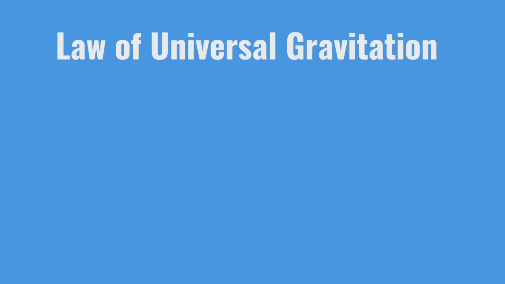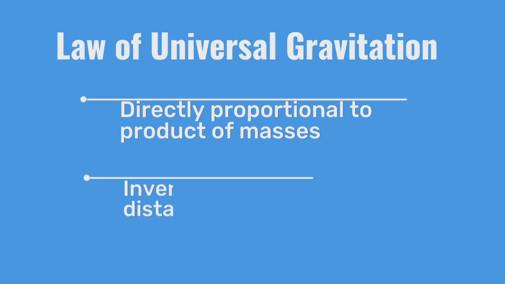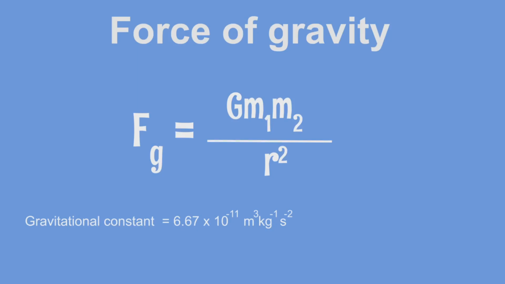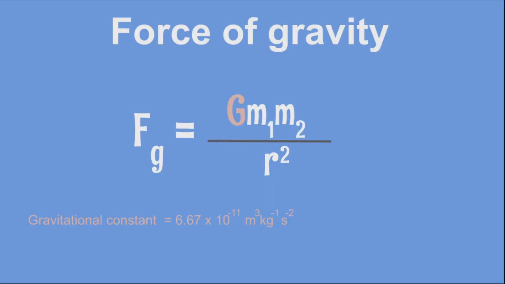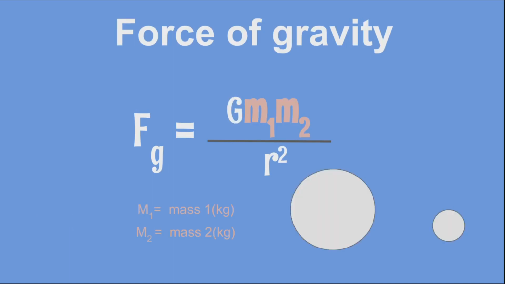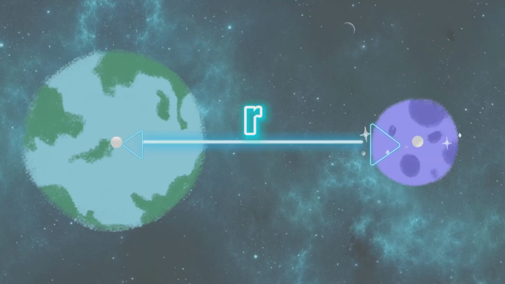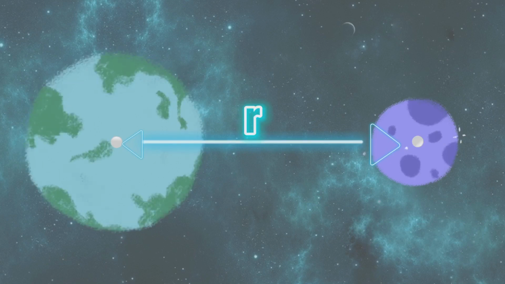The law of universal gravitation says that the force of gravity is directly proportional to the product of the masses and inversely proportional to the square of the distance between them. This is illustrated by this equation for the force of gravity. G is the universal gravitational constant, and it is equal to 6.67 times 10 to the power of negative 11. M1 and M2 are the masses, measured in kgs of course, and r is the radius, aka the distance. It is important to know that this is the distance between the centers of each object, as we consider the gravity to be contained within the center of the object or the center of gravity.